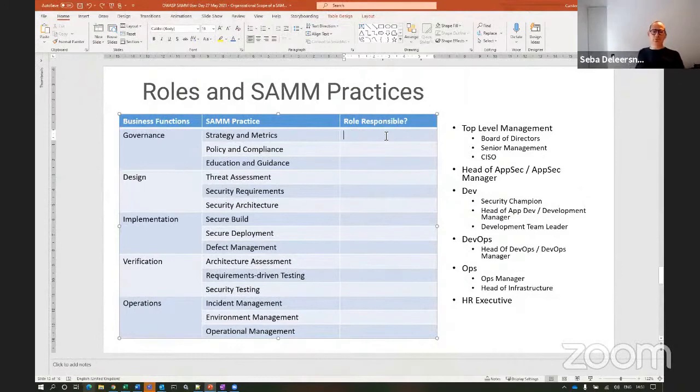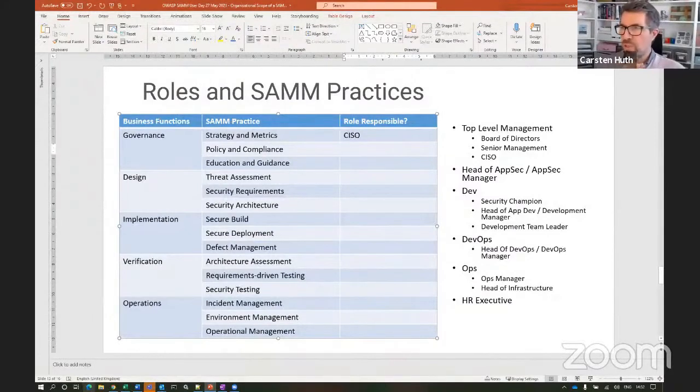I see CISO, from Timo. I would say I also see that CISO. I think overall strategy metrics is probably the more appropriate role, or I would say the more general role that can make sure that this is being done in terms of responsibility would be a CISO.